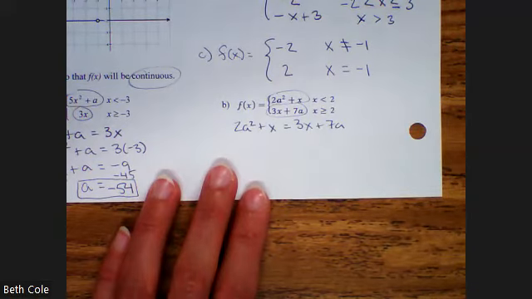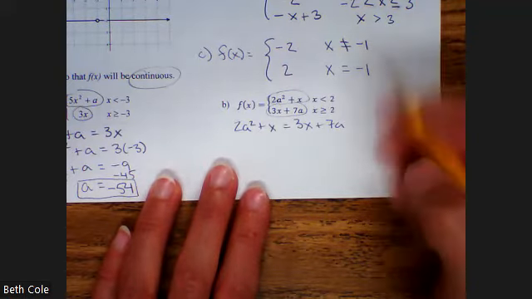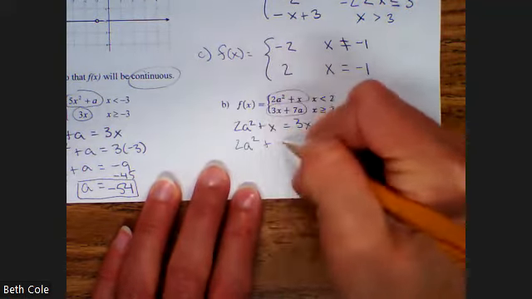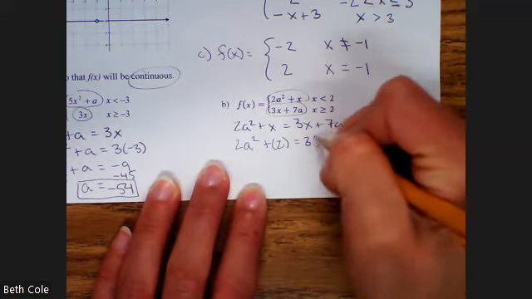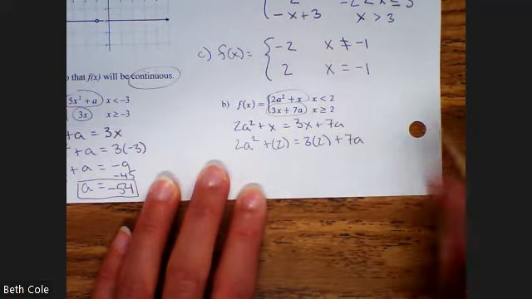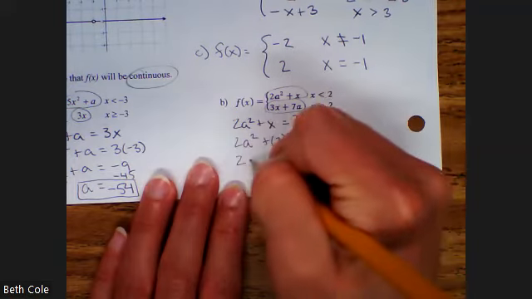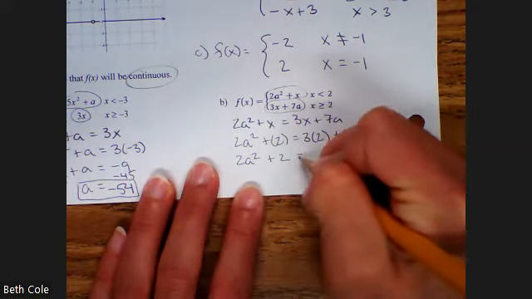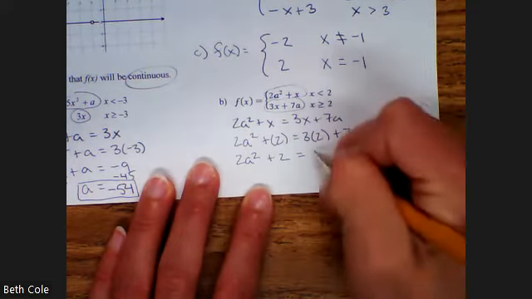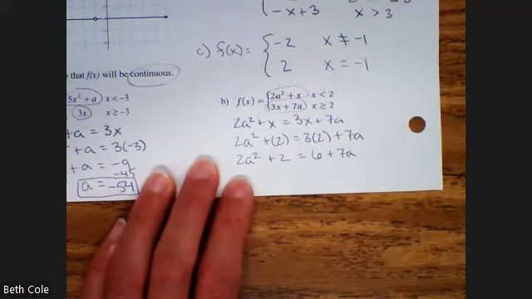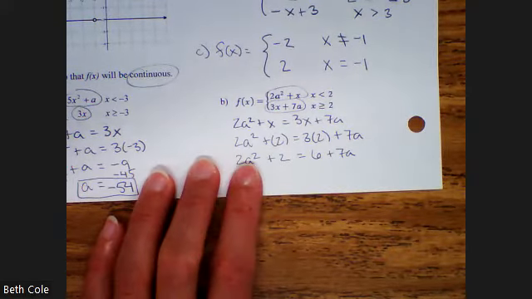Now, you want them to be equal when x equals 2. So everywhere there is an x, you are going to put a 2. Not the a's. A is what you're trying to solve for. So let's kind of clean that up a little bit. 2a squared plus 2 equals what? 6 plus 7a. This is more of an algebra 2 type of problem because of the squared in it.